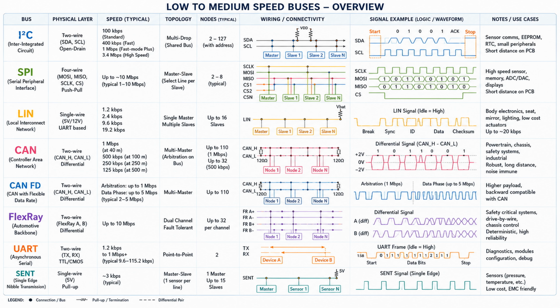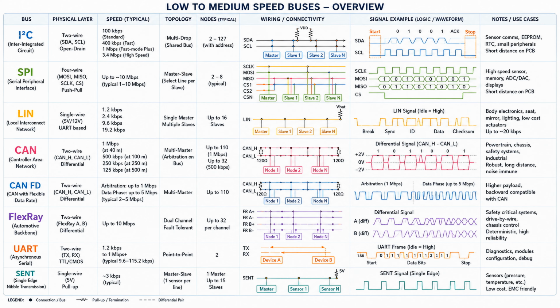SPI is commonly used for flash memory, displays, ADCs and DACs, and high-speed sensors. The downside is increased pin count because each slave generally requires its own chip select line.